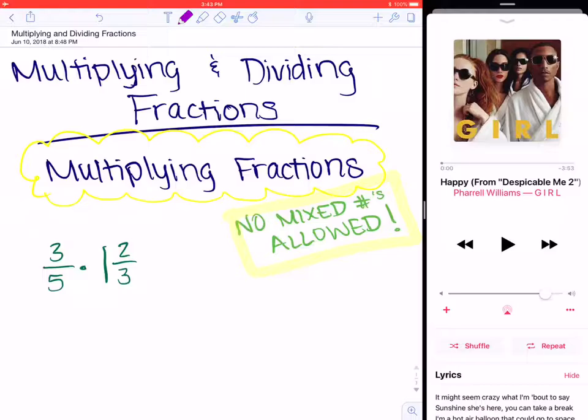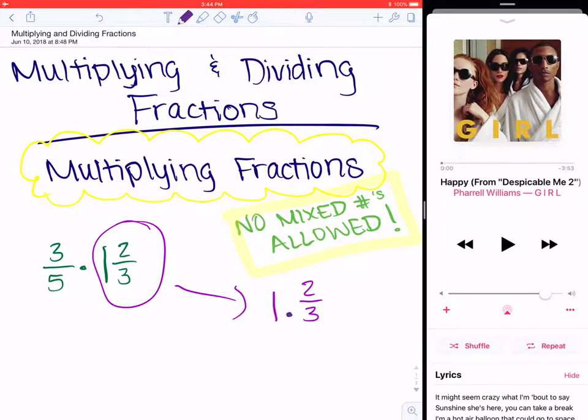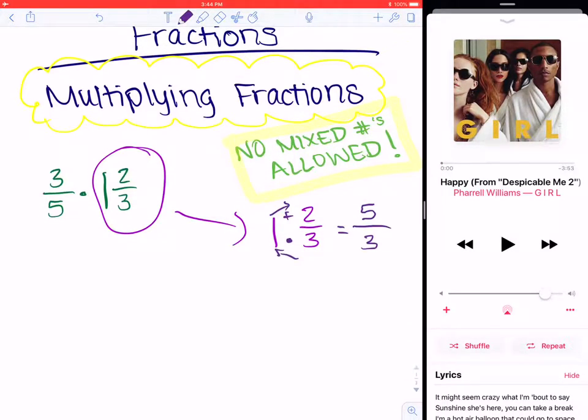First things first, for both types of problems, multiplying and dividing, you may not, I repeat, may not have mixed numbers. So in this first problem, this mixed number has got to go. We need to convert 1 2/3 to an improper fraction. And remember, we do this by multiplying and adding. 3 times 1 is 3, plus 2 is 5, and the denominator doesn't change. So now let's rewrite our problem.